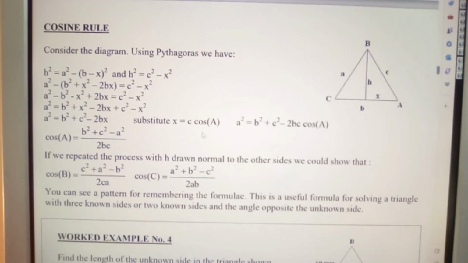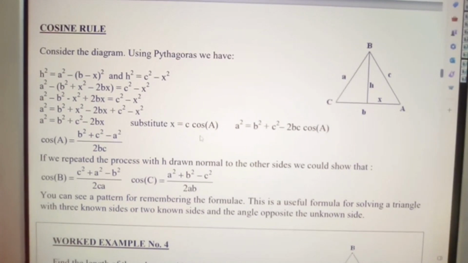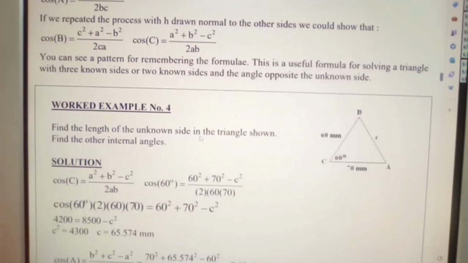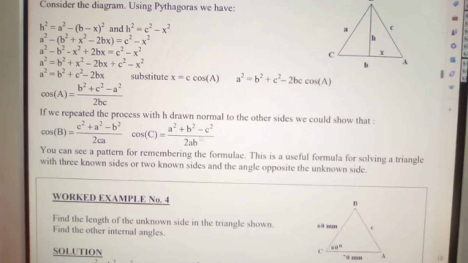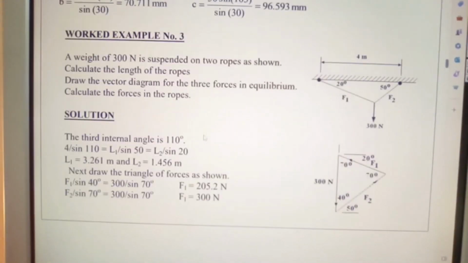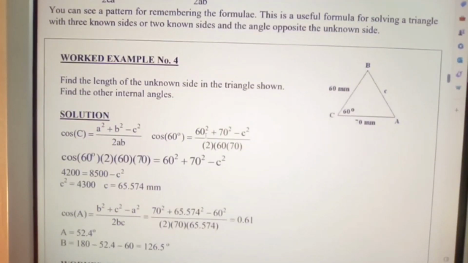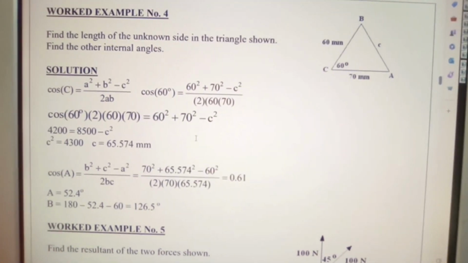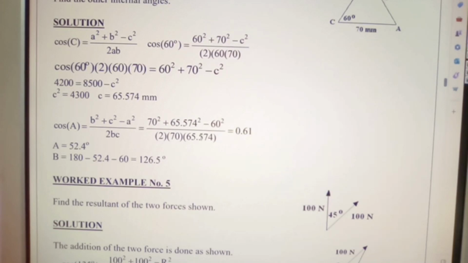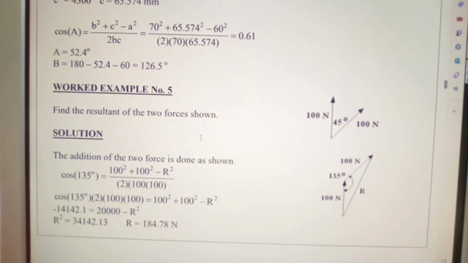And here we have the cosine rule. Again, you should be familiar with all this yourselves already. And here we have example number 4. Okay, work example number 3. Here we have work example number 4. Again, that is for you to look at and to write out. I don't need to go over this with you because you should be quite familiar with a lot of this already.